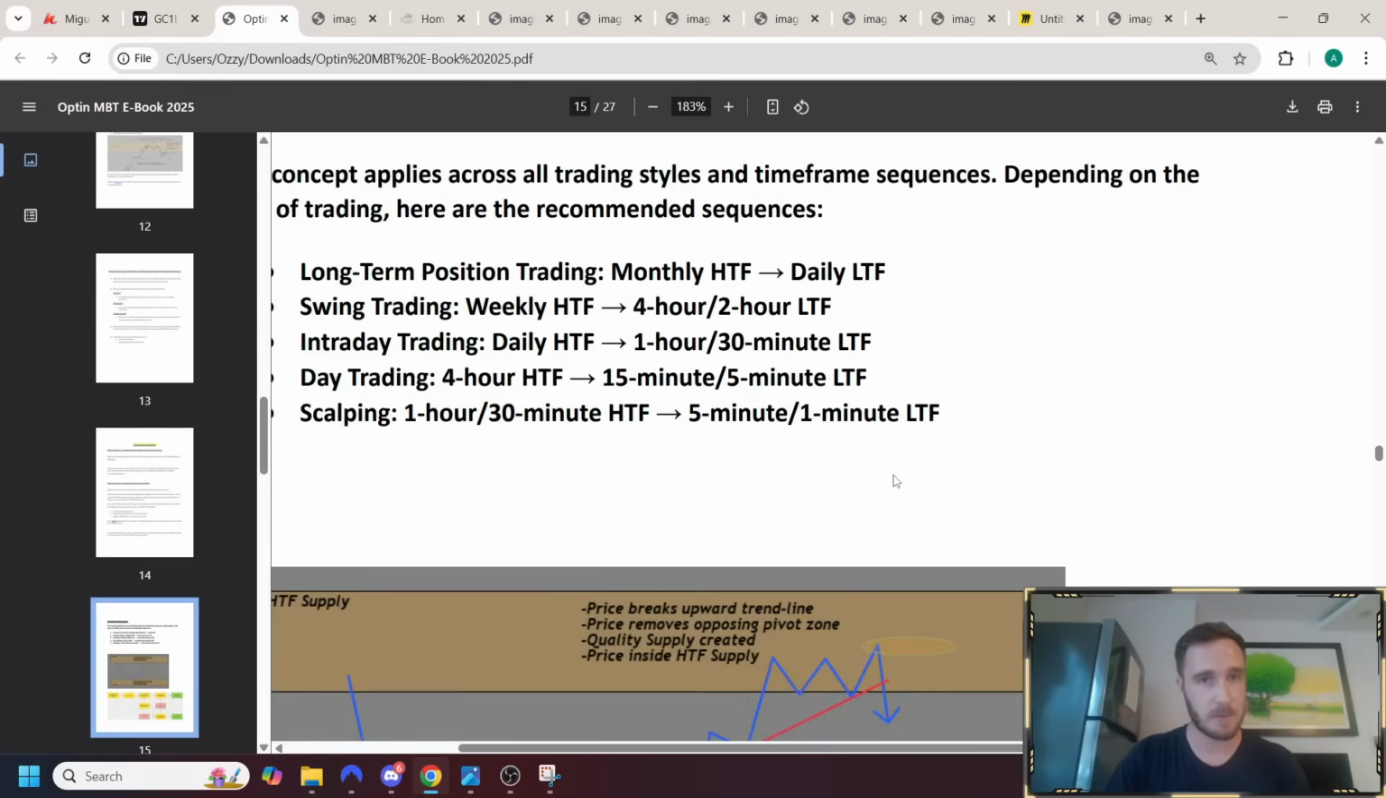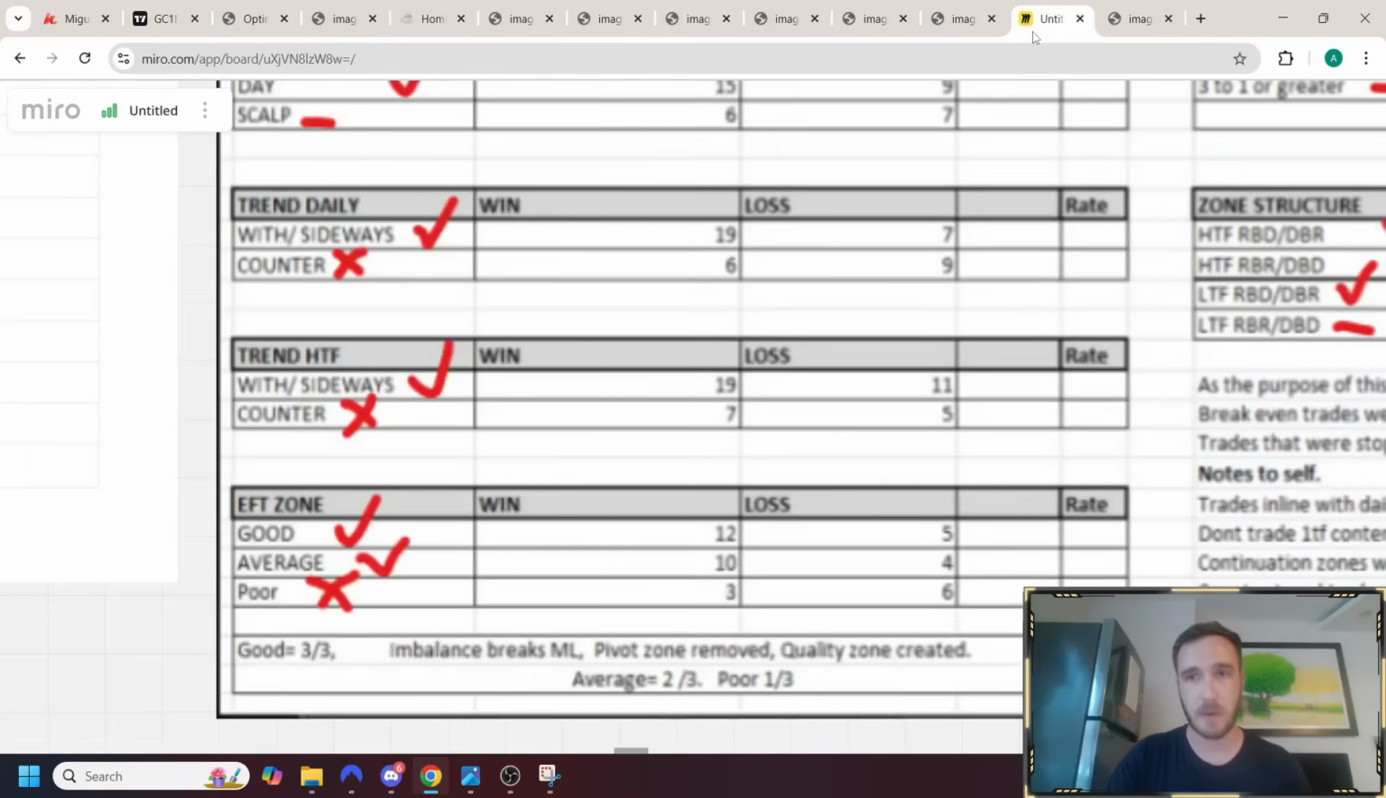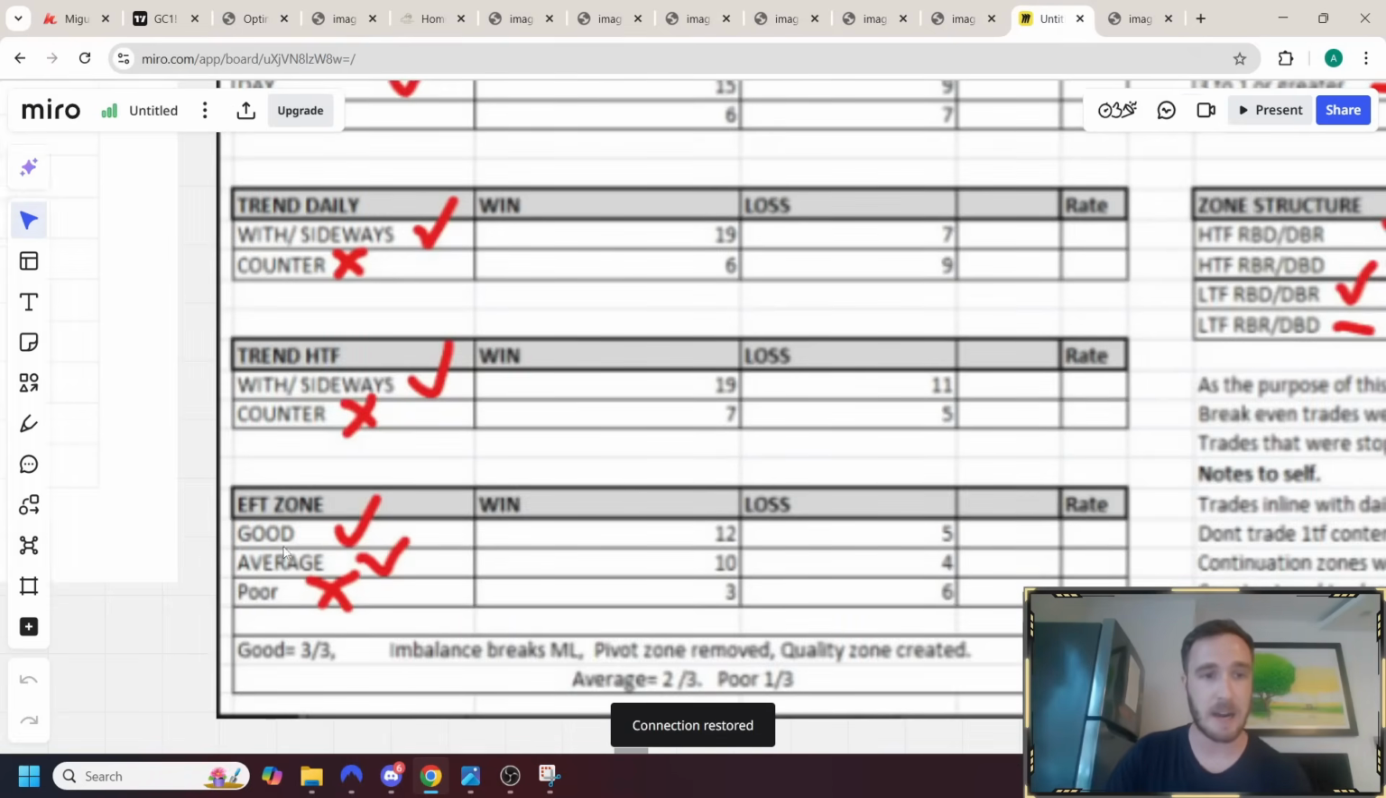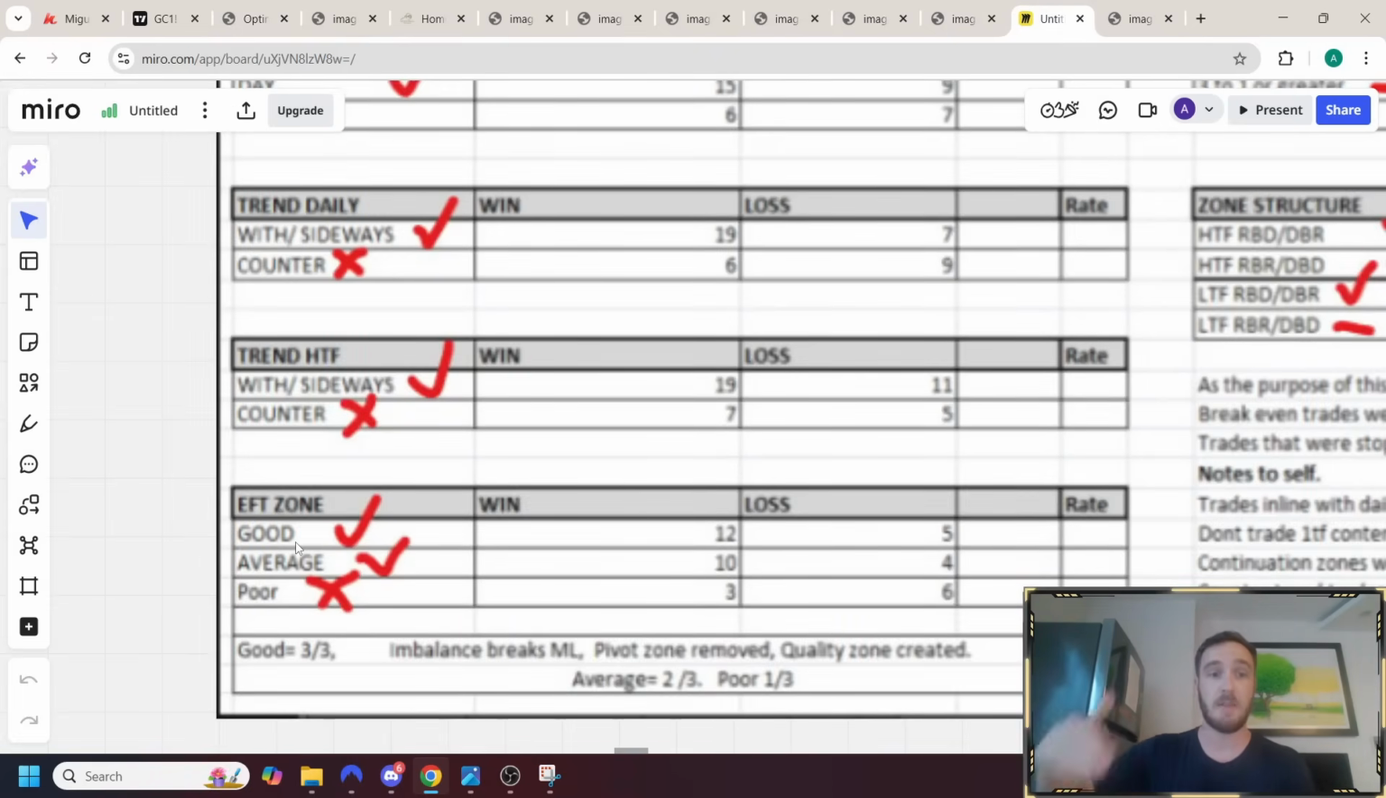3 to 4, maximum 4, the sooner the better. When I look at people's entry time frame, good quality setups versus average or poor setups, 9 times out of 10 when traders come back to me with this one-on-one, they come back with far better results talking about good quality setups versus poor setups. All right, 12 winners, 5 losses versus a poor 3 winners, 6 losses.